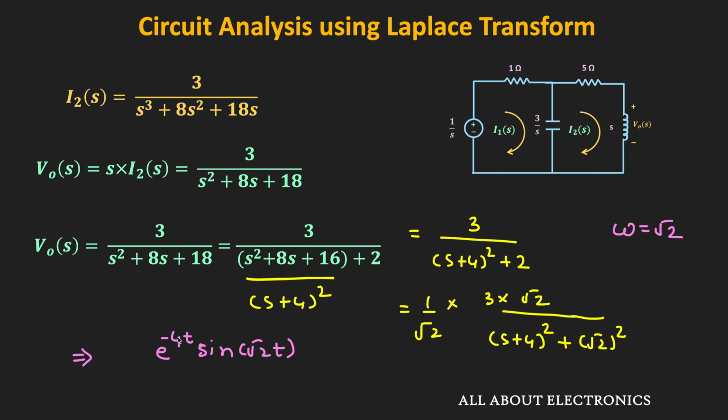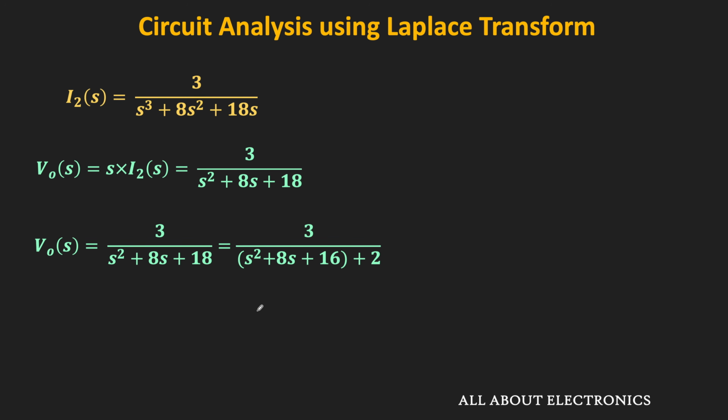And here we will also have this 3 divided by root 2. That means v of t is equal to 3 divided by root 2 times e to the power minus 40 times the sine of root 2t. So in this way, using the Laplace transform, we found the voltage across this inductor. Now without this Laplace transform, if we had gone for the direct circuit analysis, then it would have been a little difficult. But as you can see, with the help of the Laplace transform, we can easily do the circuit analysis for this kind of circuits.